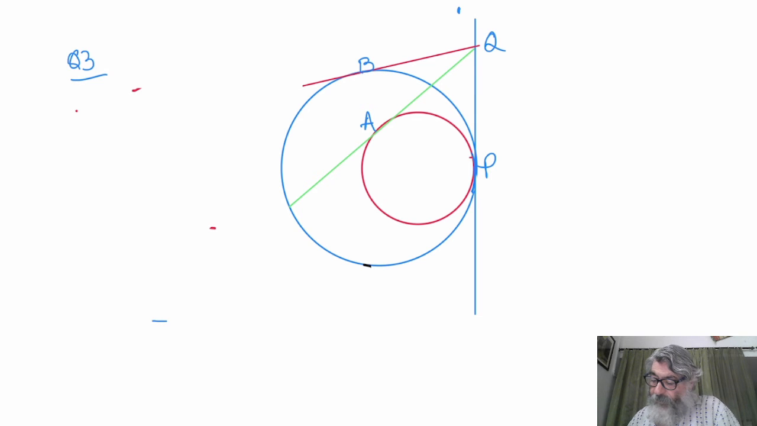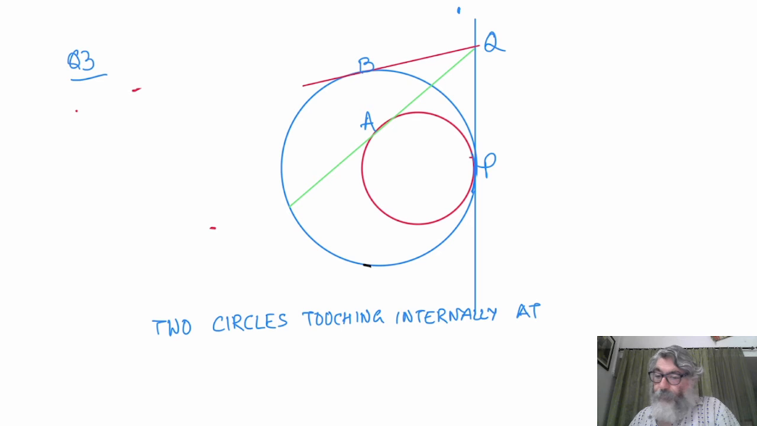Two circles touching internally at P. QP is a common tangent.